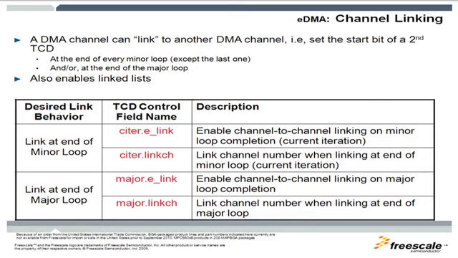And the other way I can do it is if I have 16 channels and I'm only using 10 of them, then 6 of them are sitting there. And I can load those channels with my descriptors of what I want to transfer and link to them, either at the end of the minor loop or the major loop, to do a different transfer.